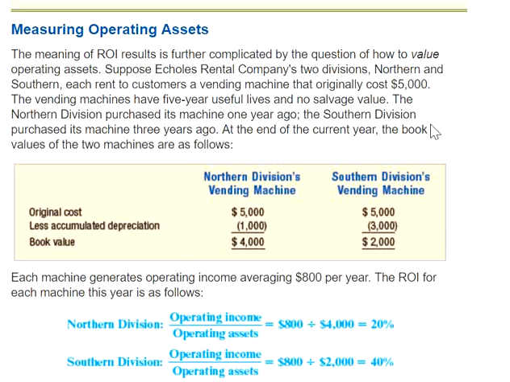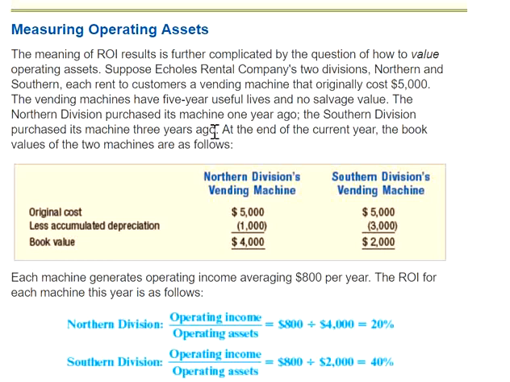Now in this example here, suppose that this rental company has two divisions. This is just an example: Northern Division and Southern Division. Each rents to customers a vending machine that originally cost 5,000. So what they are doing is renting some machines to customers, right? Northern Division purchased a machine for 5,000 and gives it for rent to customers. Similarly, the other one as well. Now, these vending machines have a 5-year useful life and no salvage value. Northern Division purchased the machine 5 years ago, and Southern Division purchased the machine 3 years ago.